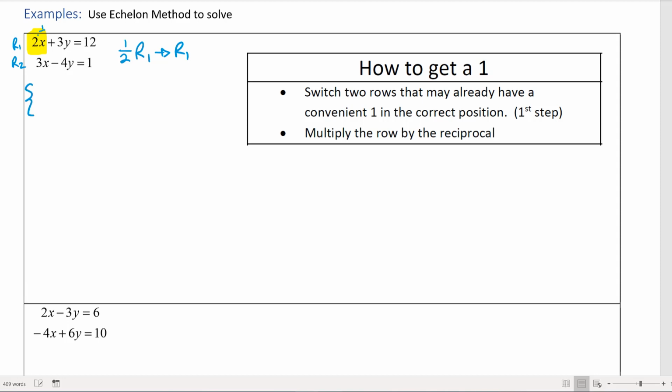So you can think about it as multiply by a half, or you can think about it as divide by 2 if that makes you feel better. We don't actually write divide by 2 because that's not a row operation we're allowed to use. We are allowed to multiply by a number, we can't divide by a number. So you have to write it as multiply by 1/2, but in your head you can probably think about it as divide by 2. So 2 divided by 2 is 1x. 3 divided by 2, well that doesn't reduce, so that's 3/2 y, equals 12 divided by 2, that's 6.